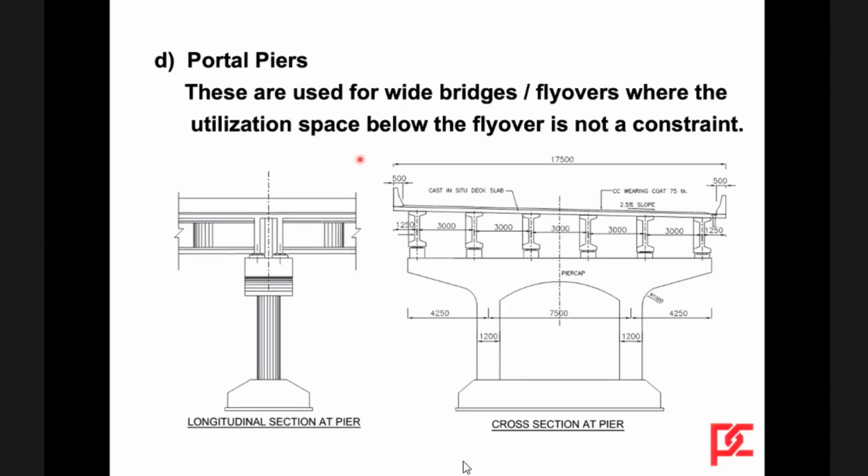Nowadays, these portal piers are also coming into the picture because of the large width of the bridges, with 6-lane bridges and 8-lane bridges coming up. So these portal piers are very useful, and they are also very good for the transmission of seismic loads.